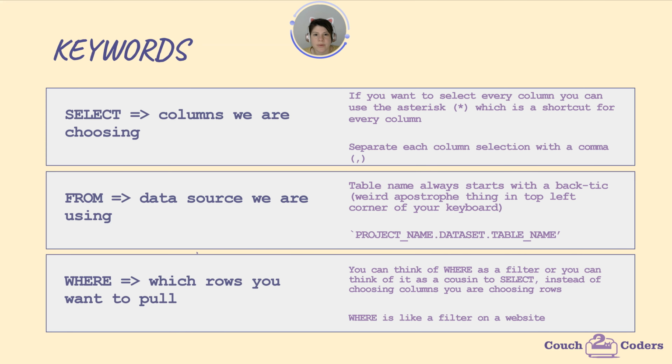Let's go ahead and review the various keywords that we have been using in all of our queries. So we have select. That picks the columns that we want from our data. From tells us where our data is coming from. Where is the cousin to select, and instead of selecting your columns vertically, it allows you to filter your data and select your rows horizontally.